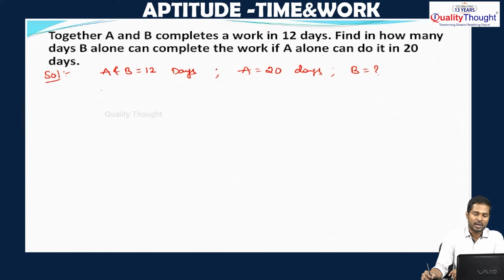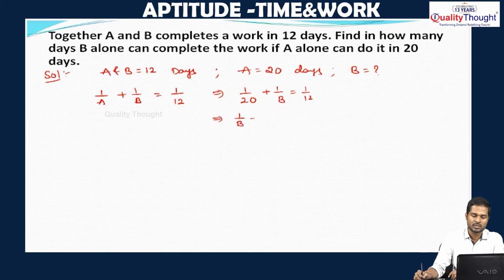See, 1 day work of A plus 1 day work of B, they will complete the work in 12 days. So 1 day work of A and B is 1 by 12. So 1 day work of A is 1 by 20, plus 1 by B is equal to 1 by 12. We are trying to find the B value. So 1 by B is equal to 1 by 12 minus 1 by 20, that is 20 minus 12, which is 8 by 12 into 20. I have taken this 1 by 20 to that side. So this is 4 2s are 8, 4 3s are 12, 2 10s are 20, which is 1 by 30.